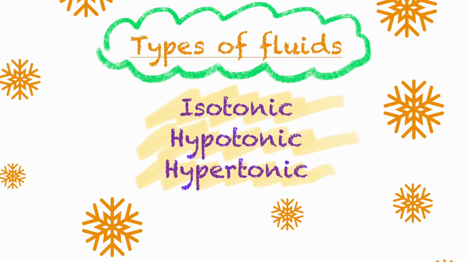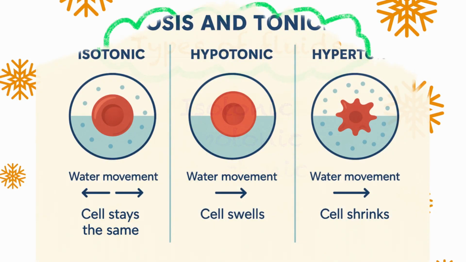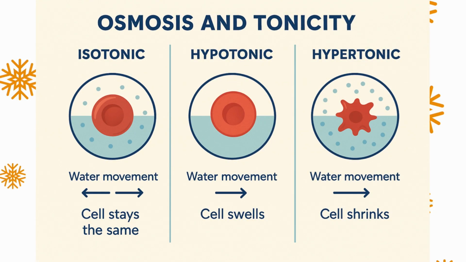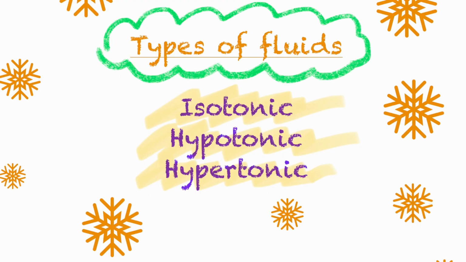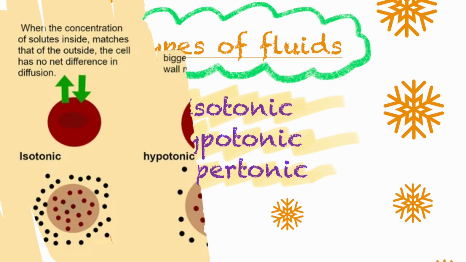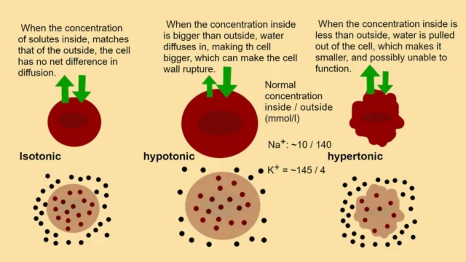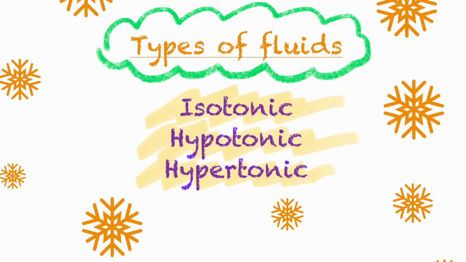First, let's talk about tonicity. It's all about osmosis, that water movement across cell membranes. Imagine cells as balloons. Too much water, they swell. Too little, they shrink. Tonicity compares the fluid's solute concentration to your patient's blood plasma, around 280 to 300 milliosmoles per liter.